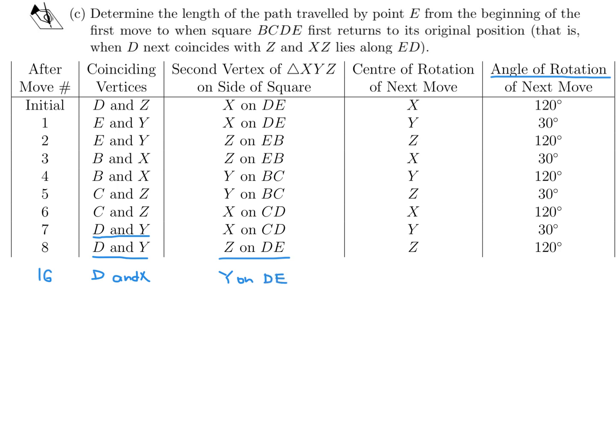And then after 24 moves, D and Z would coincide, and X would be back on DE. So this is what they're asking. D coincides with Z, and XZ lies on ED or DE, whichever way you want to look at it. So really, based on this pattern, I would say that 24 moves is how we have to proceed.